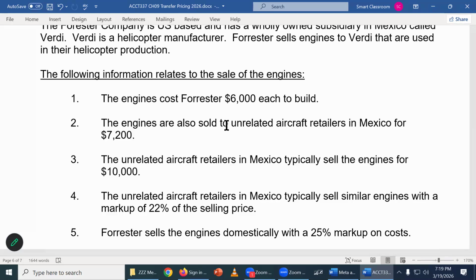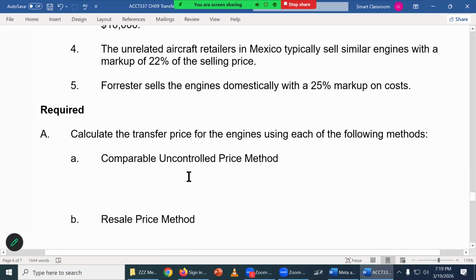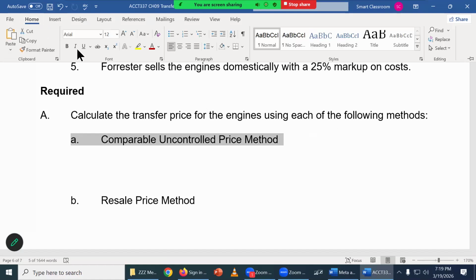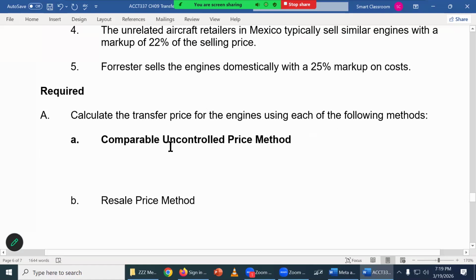Okay, so going back down here, which one is going to be the comparable? It's going to be the uncontrolled price method.